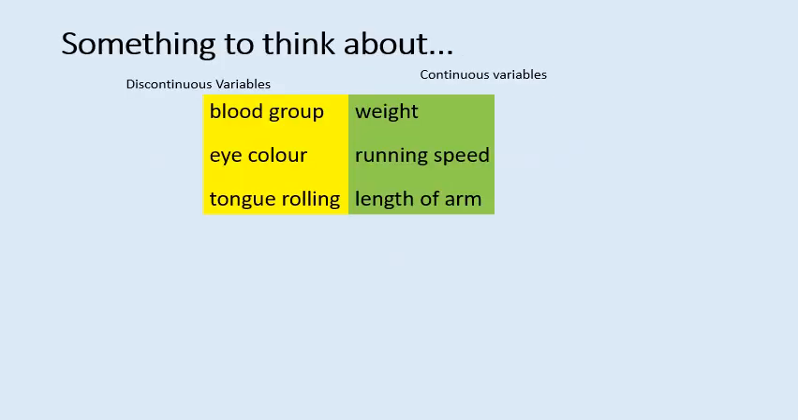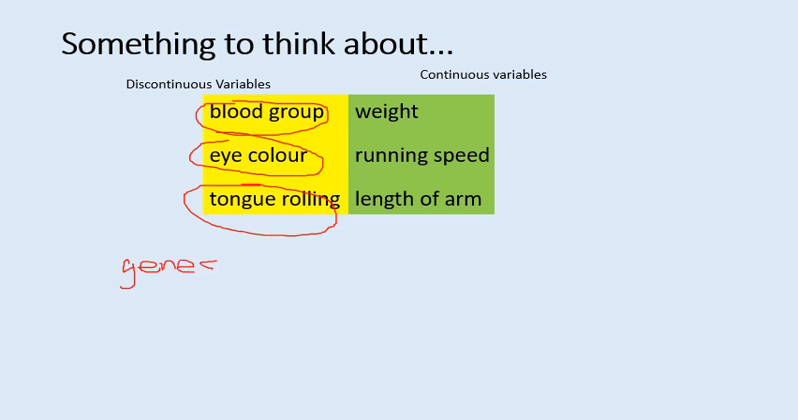Okay, so I want you to think about what it is that causes these types of variation. So on the left hand side we've got discontinuous variables, and we've said that you fall into one group within those. So for example, you will have one blood group, and you might have a specific eye colour, and you can either roll your tongue or you can't. Yeah, and so we did some of those in the survey that you did on Monday, and those characteristics are purely caused by the genes that you've inherited from your parents.